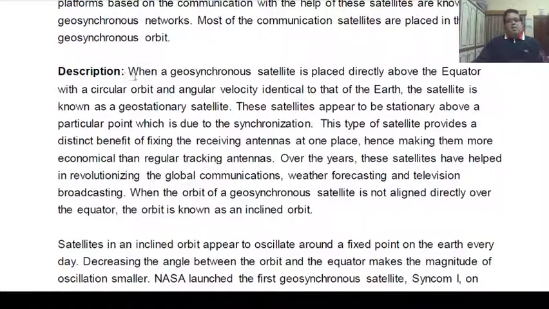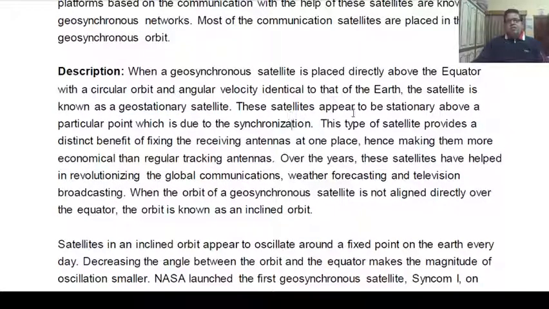Description. When a geosynchronous satellite is placed directly above the equator, in a circular orbit, with an angular velocity identical to the Earth, the satellite is known as a geostationary satellite.